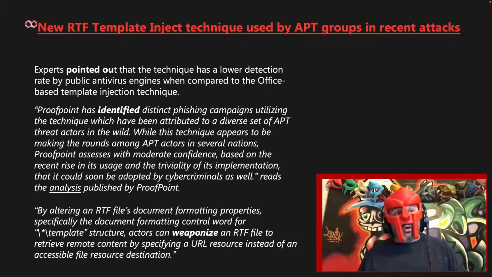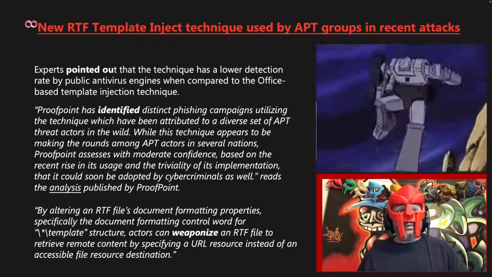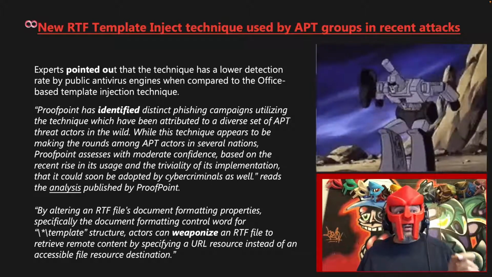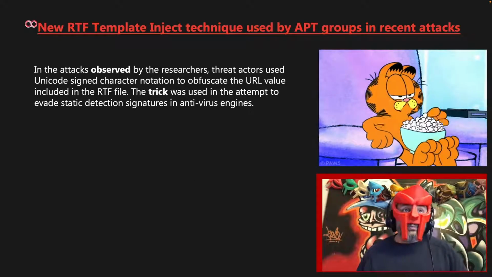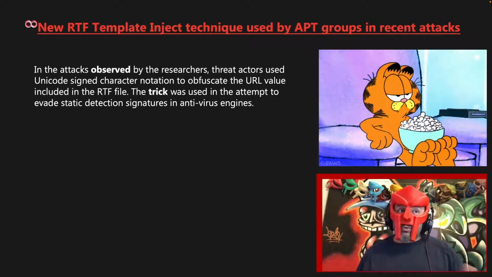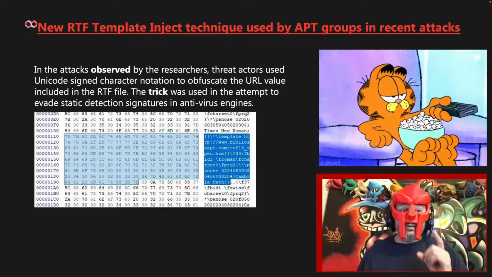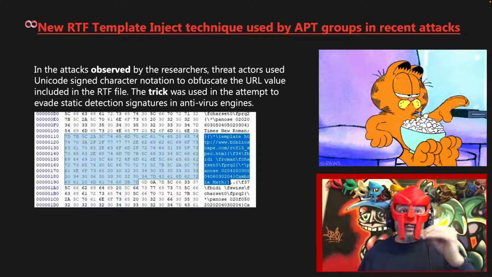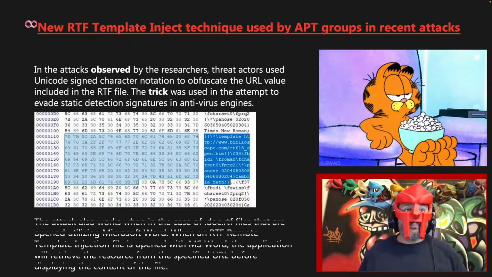By altering an RTF file's document formatting properties, specifically the document formatting control word for template structure, actors can weaponize an RTF file to retrieve remote content by specifying a URL resource instead of an accessible file resource destination. In the attacks observed by the researchers, threat actors used Unicode signed character notation to obfuscate the URL value included in the RTF file. The trick was used in the attempt to evade static detection signatures in antivirus engines. And this screenshot just shows the Unicode implementation of an external URL as opposed to linking it to some local file.